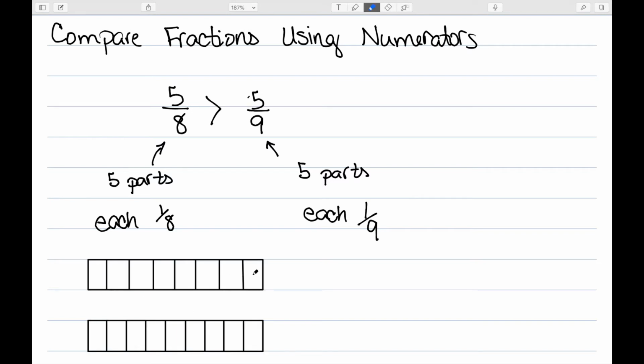For a visual, here I have 2 bars that are each the same length. One's broken up into 8 pieces and one's broken up into 9. The first one, I have 5 of these 8 pieces. The second one, I have 5 of these pieces that are each 1/9. And we can see that the first one has more shaded. So 5 over 8 would be larger.